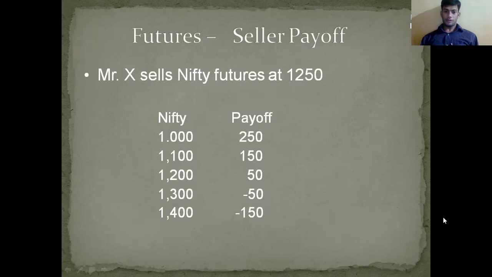Selling payoff is similar. If the Nifty future is sold at 1250 and the price is 1000, you get a positive 250 payoff. If you sell at 1250, you will get 250. If you sell at 1100 and the future payoff is at 1200, you will get 150 rupees as profit, future payoff profit. Okay.